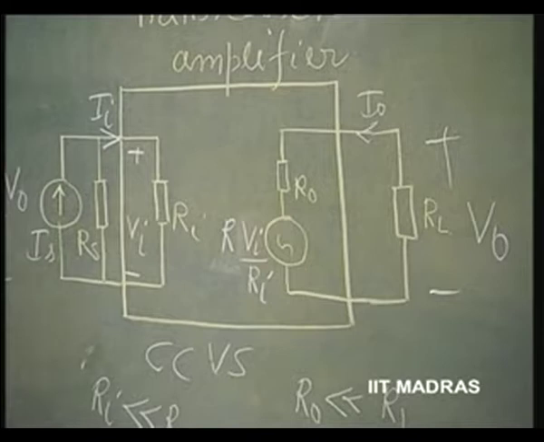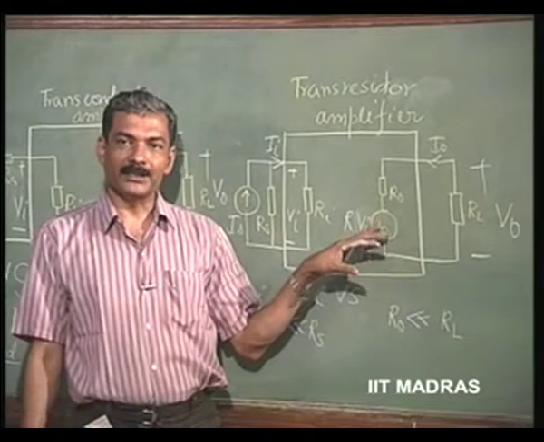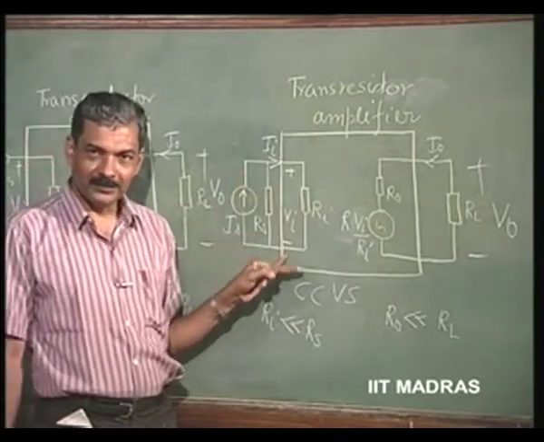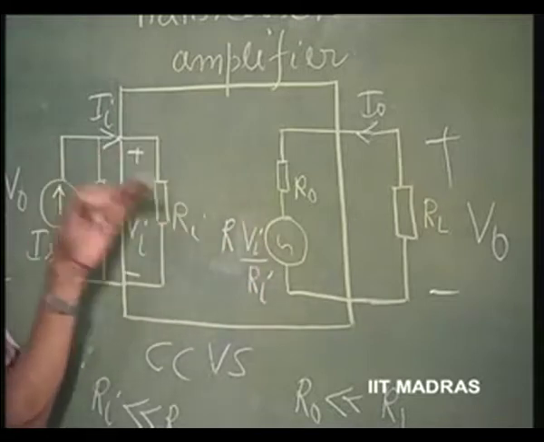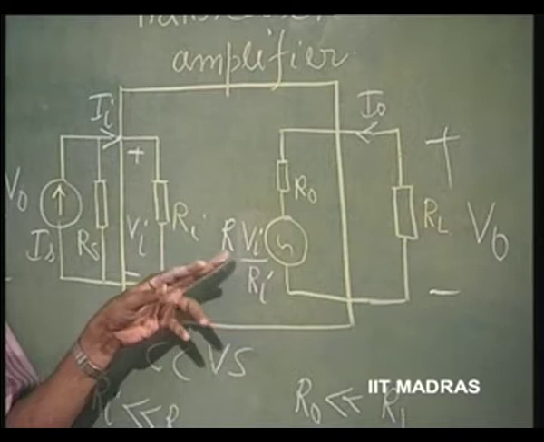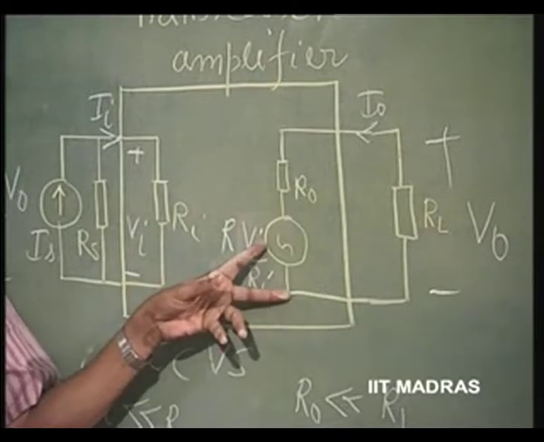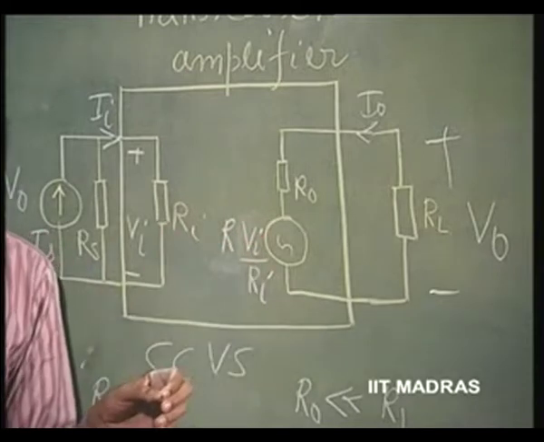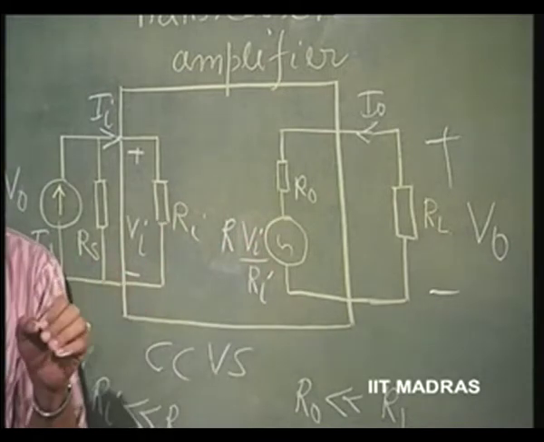Now, this has been already represented as a voltage source. Okay. Now, if it is voltage controlled, the voltage here should be this voltage Vi times some K. So, it is K times Vi. So, K is now represented as R divided by Ri. That is the only difference.